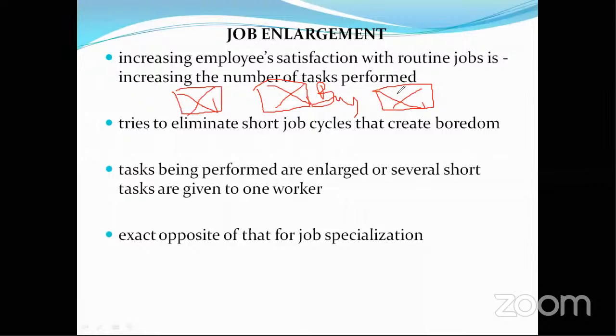But now, in job enlargement, what we will do is the same day he is given the task of driving a bus. On the same day, he is given the task of driving a car, school jeep, and on the same day, he is given the job of driving school van also. So this is the job enlargement.